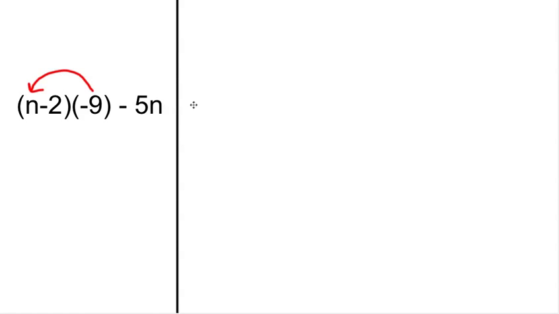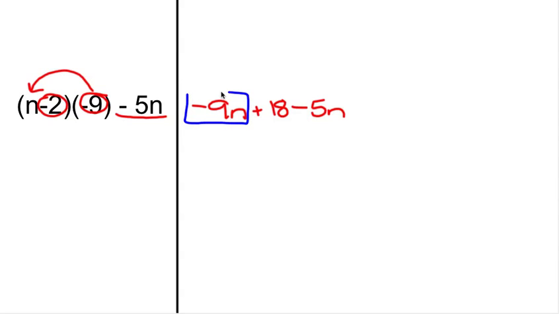Negative 9 times n is negative 9n. Negative 9 times negative 2. Negative and a negative make a positive. 2 times 9 is 18. Then I don't distribute it to this negative 5. He's not in the block, but I do need to rewrite the negative 5n off to the side. I'm going to come through and see if I have any like terms. I'll put these in blocks this time.